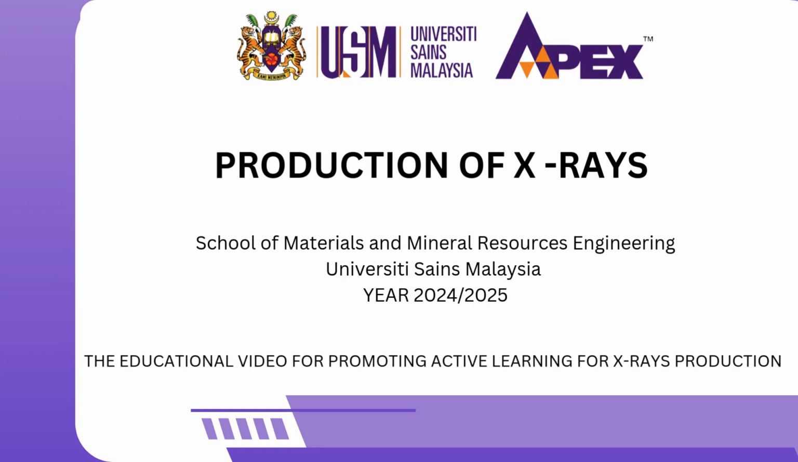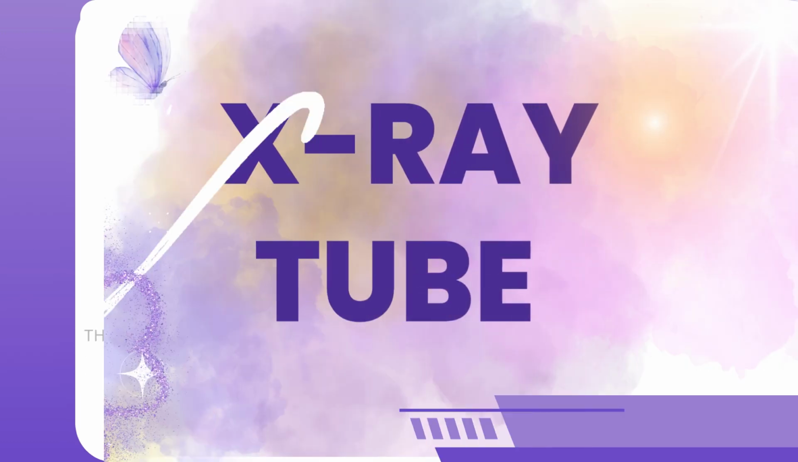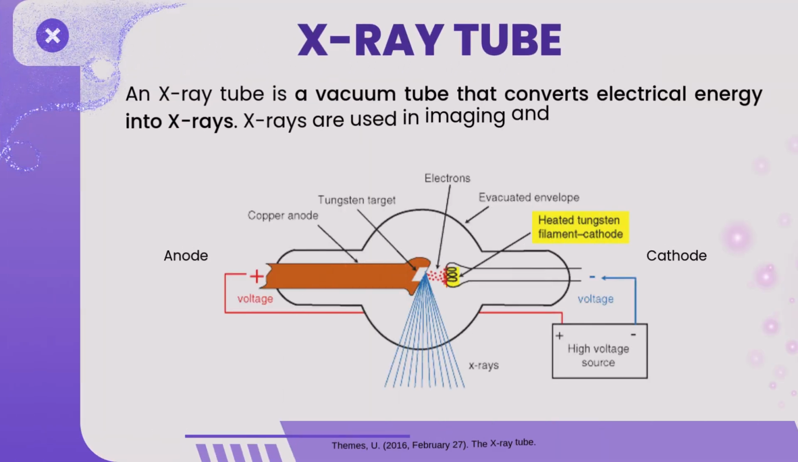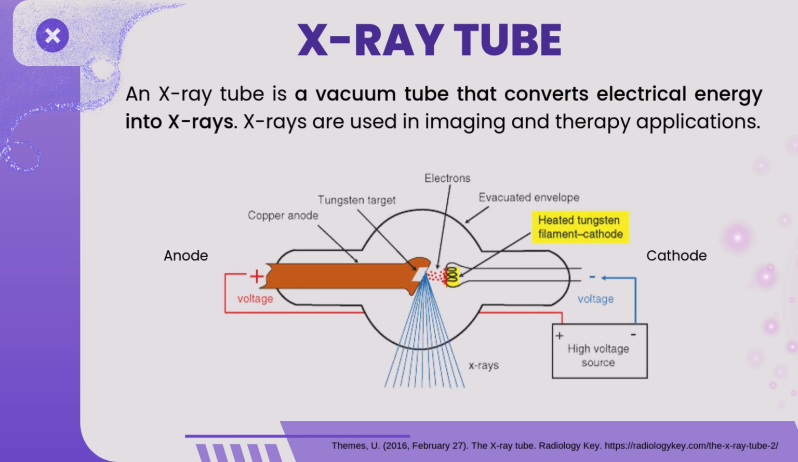Welcome to this video. The title of this video is Production of X-rays. X-ray tube. An X-ray tube is a vacuum tube that converts electrical energy into X-rays. X-rays are used in imaging and therapy applications.